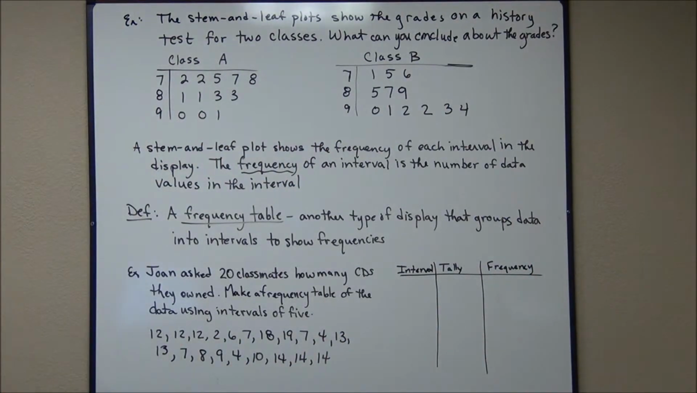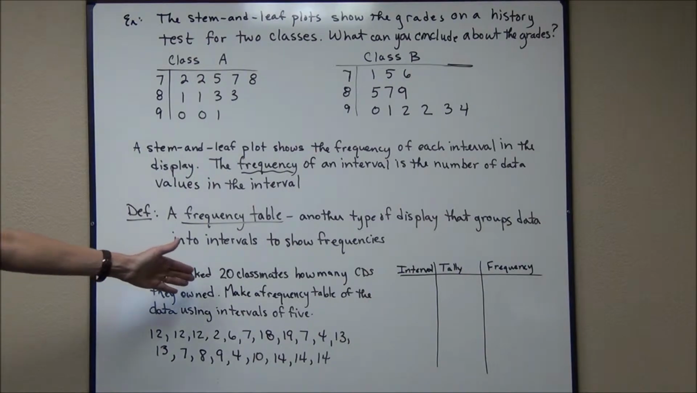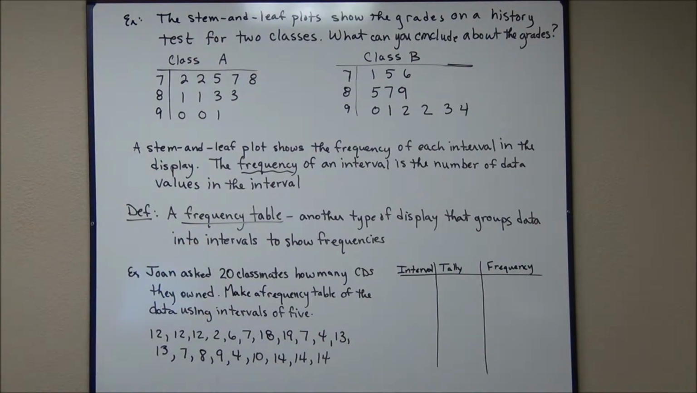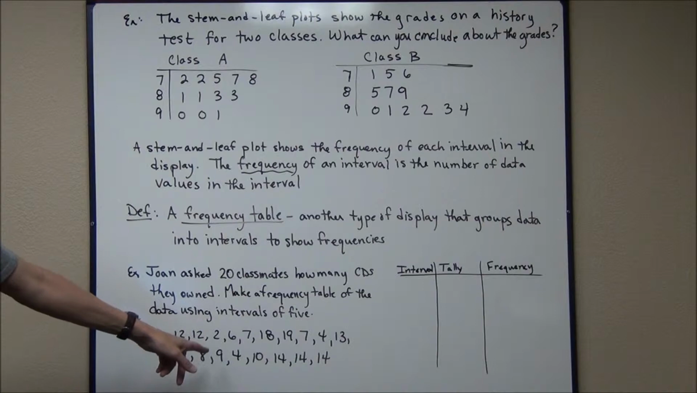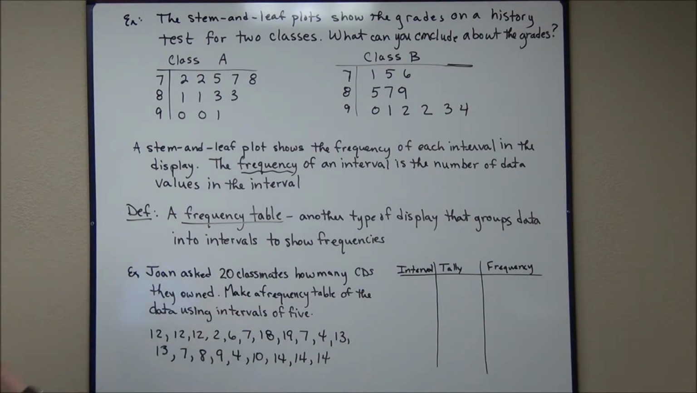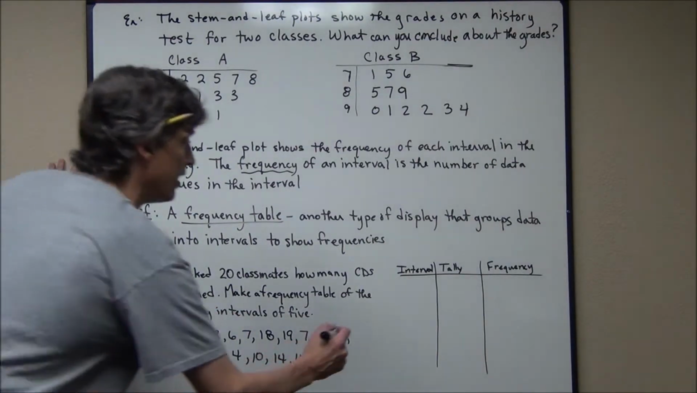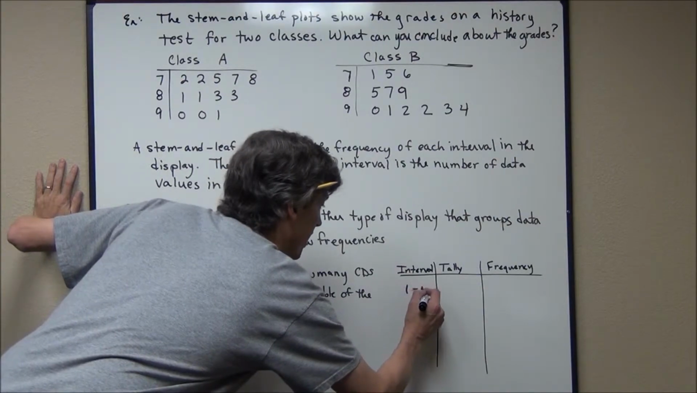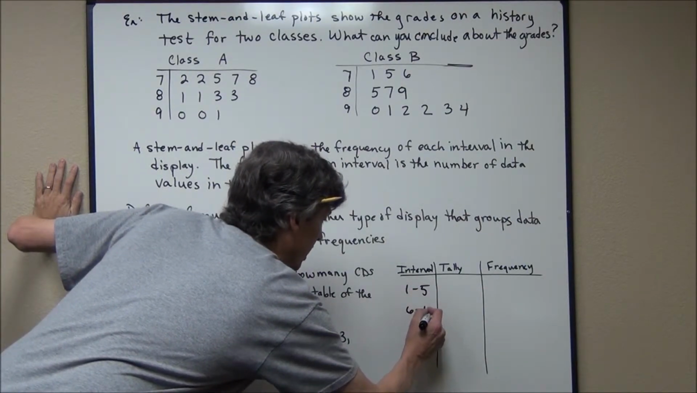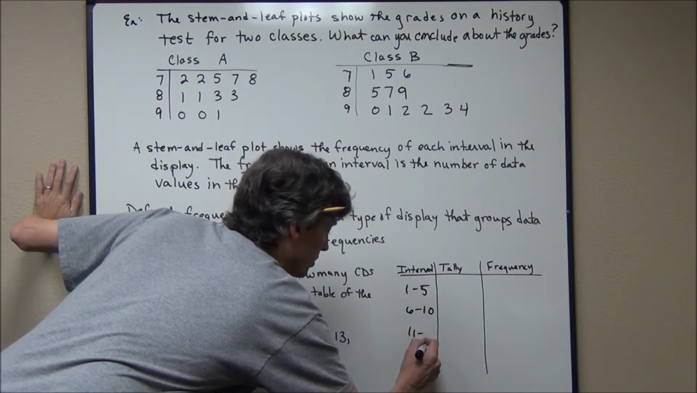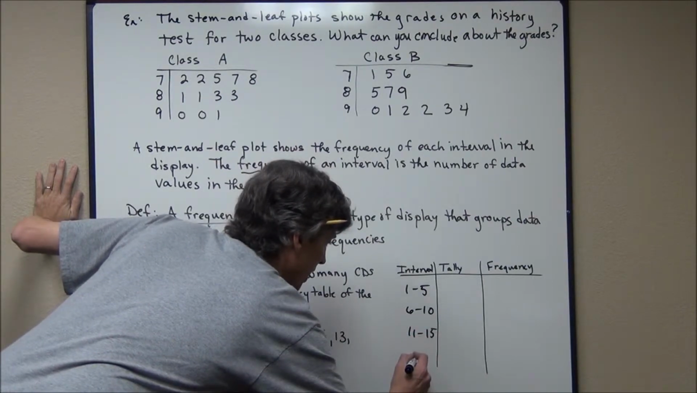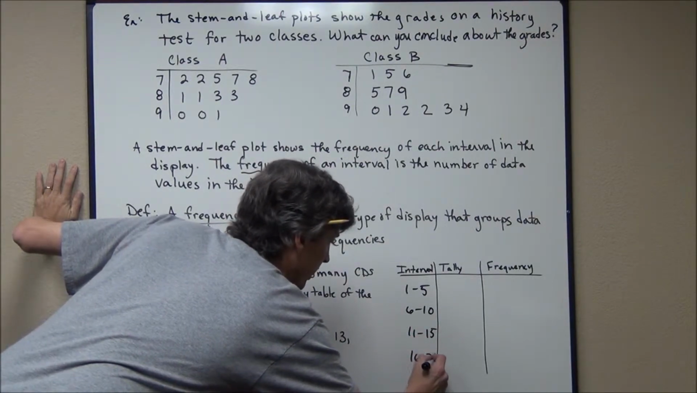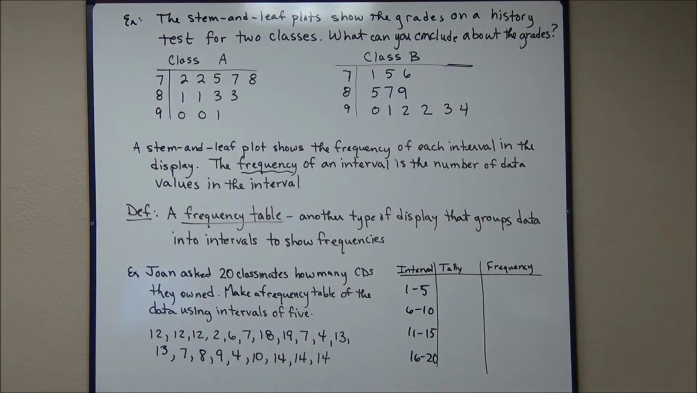frequencies themselves. And so I've got an example here where it says Joan asked 20 classmates how many CDs they owned. Make a frequency table of the data using intervals of 5. So you can see here it goes down to 2 and up to 19. So if I go by intervals of 5, I would go 1 to 5, then 6 to 10, then 11 to 15, and then 16 to 20, and that would be my groups of 5 here.